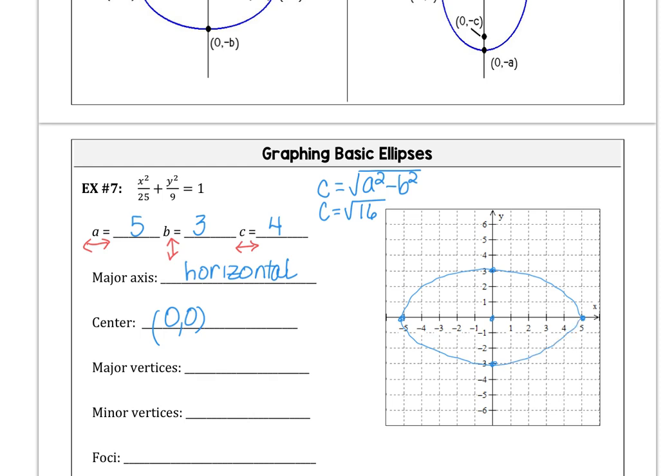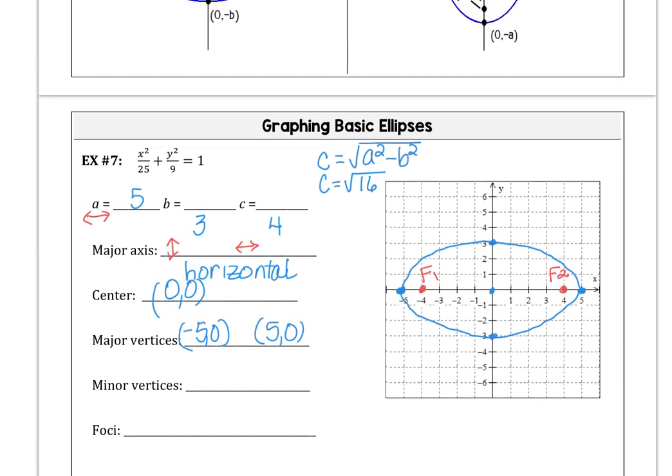And then I want to make note of where the focal points are. So the focal points are 4 units away from the center. Let's label them here as focal point number 1 and focal point number 2. What are the ordered pairs on our major vertices? That would be this point, -5, 0, and then the one on the right at +5, 0. Those are called major vertices.